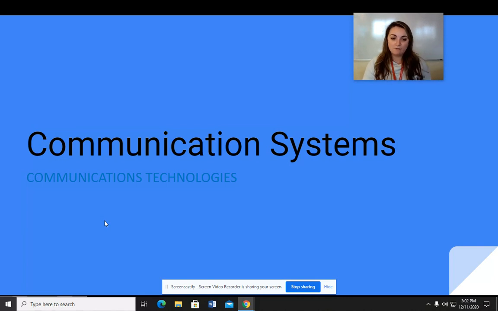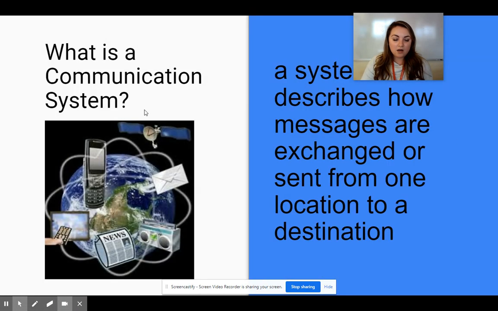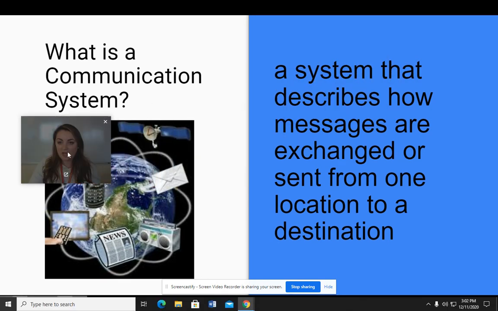So first off, we need to figure out what communication systems are. Communication systems are any system that describes how messages are exchanged or sent from one location to a destination. So they're a system that describes how messages are exchanged or sent from one location to a destination. If you want to pause, you can type this in.